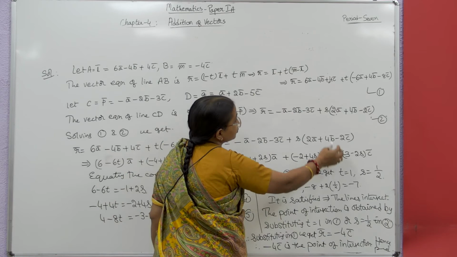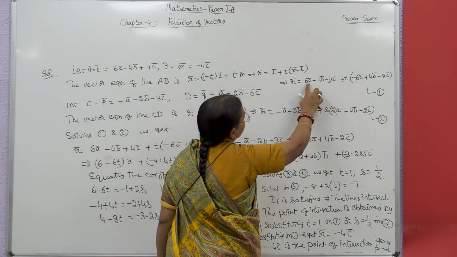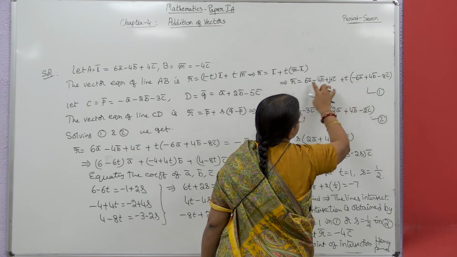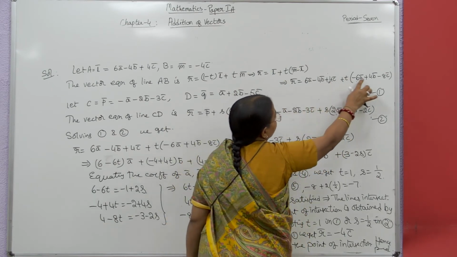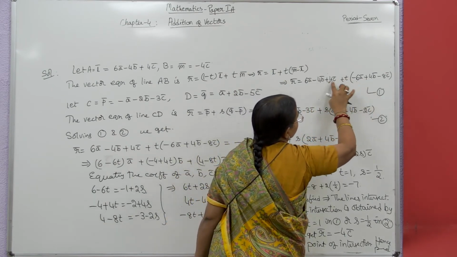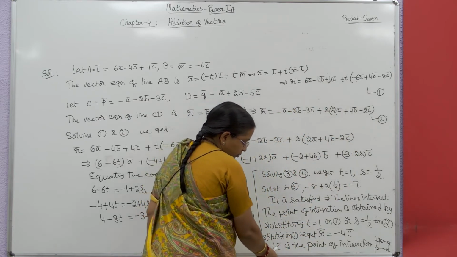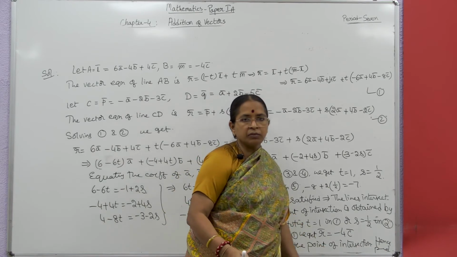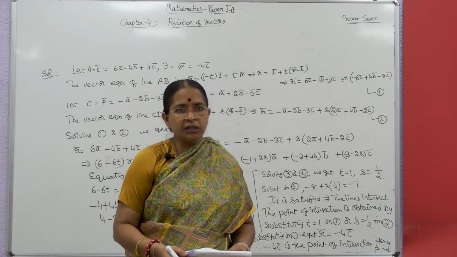So when you substitute t as 1 here, what happens? You will get only minus 4c. 6a gets cancelled. 4b also gets cancelled. So you will get minus 4c. So minus 4c is the point of intersection. Hence it is proved. Now we'll continue with the next problem.